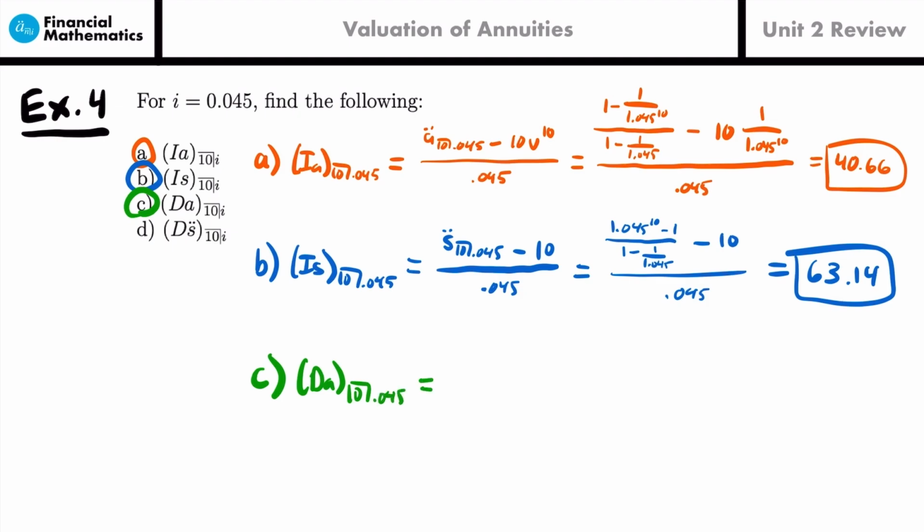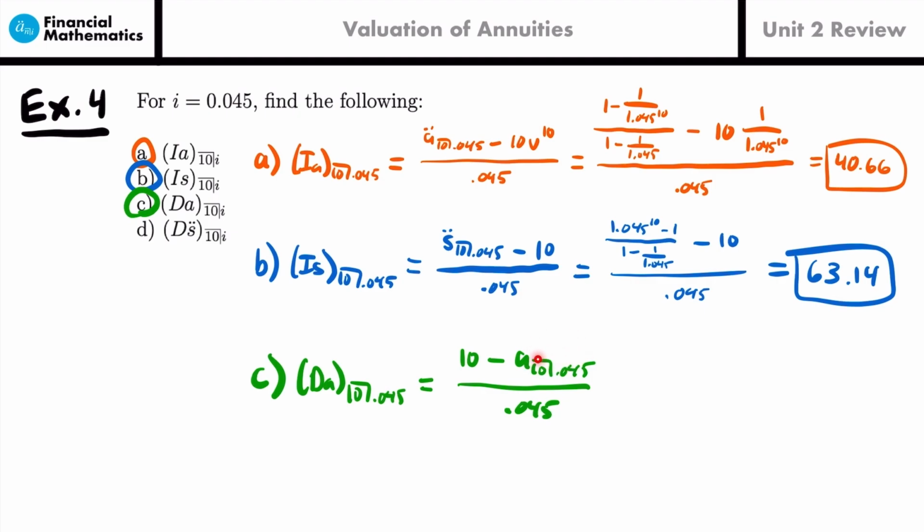Here's what that notation is equal to, or here's what the formula looks like. We'll have the value of n, which is 10, minus the present value of an annuity immediate with the same value of n and i. So we have a 10 bracket 0.045, and then we divide by the interest rate 0.045.